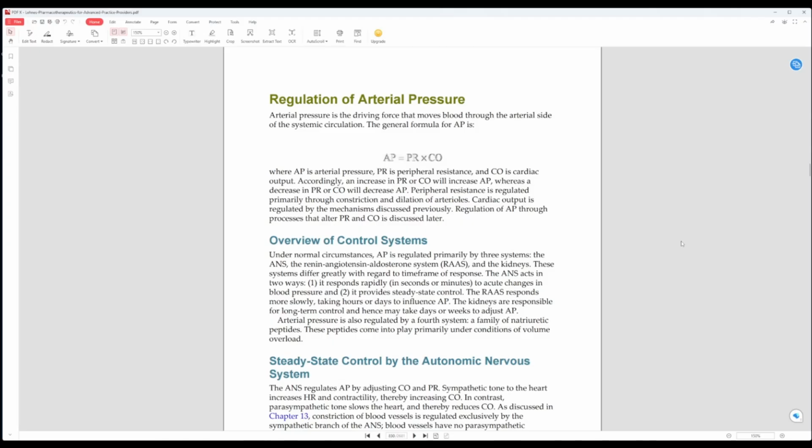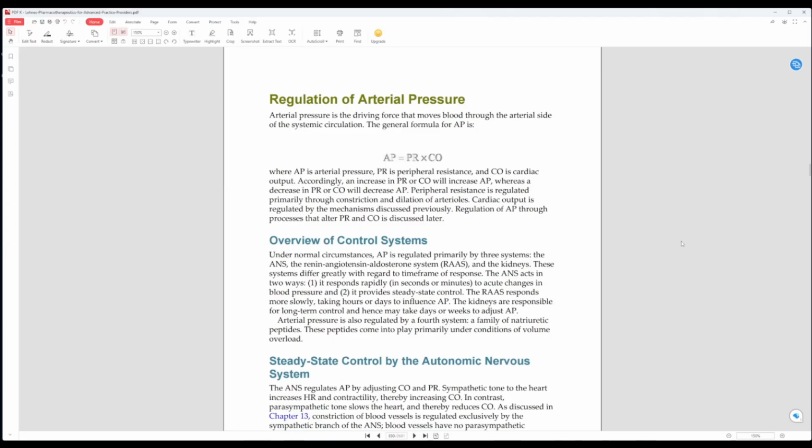Accordingly, an increase in your PR or cardiac output, so peripheral resistance or cardiac output, will cause an increase in your AP, or arterial pressure. Whereas a decrease in your peripheral resistance or cardiac output will decrease your arterial pressure. Peripheral resistance is regulated primarily through constriction and dilation of arterioles. Cardiac output is regulated by the mechanism discussed previously. The regulation of arterial pressure through processes that alter peripheral resistance and cardiac output is discussed later on in the day.